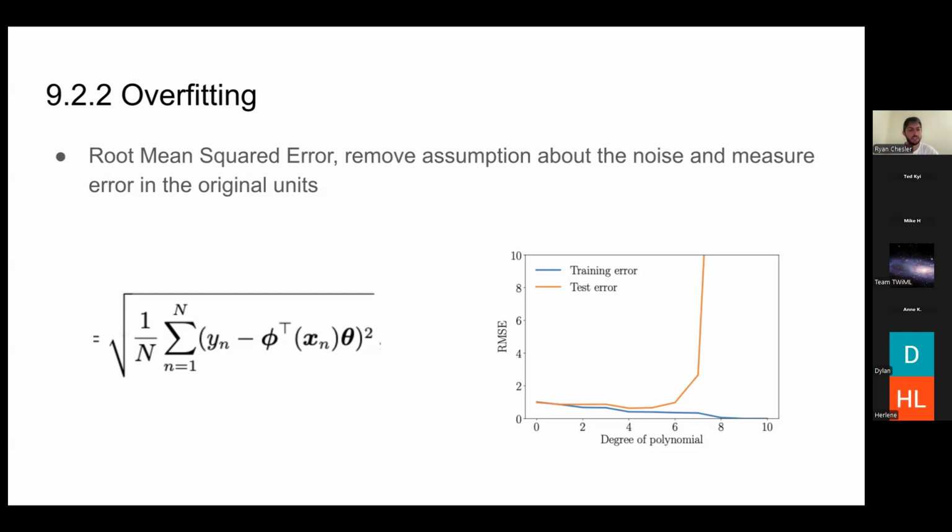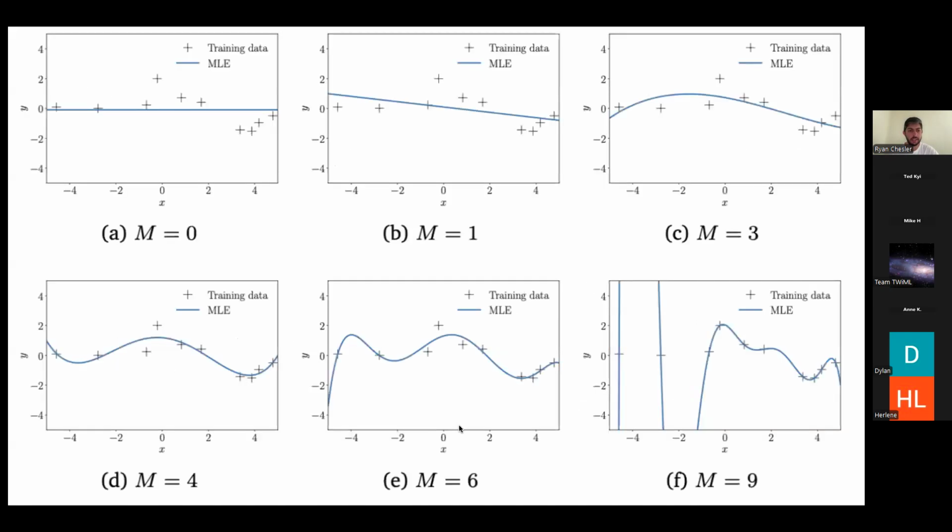So here are some examples. Using polynomial degree zero, you just have a flat line, no slope or anything. At one, it's actually determining some slope. At three, you start to get a curve. Four, even more curvy. Six, even more curvy. And then at nine, you see something that just oscillates wildly, completely out of frame.